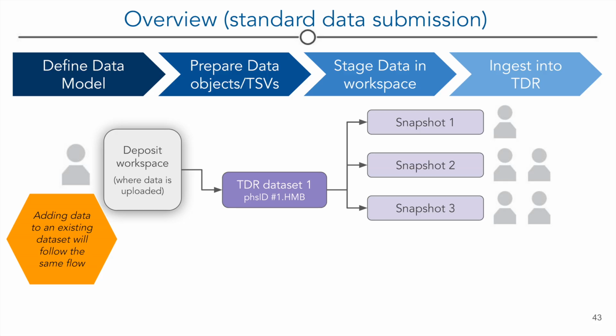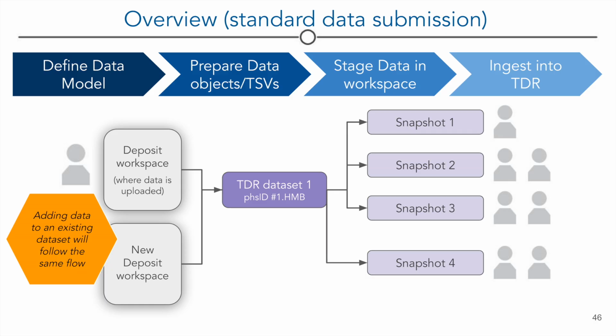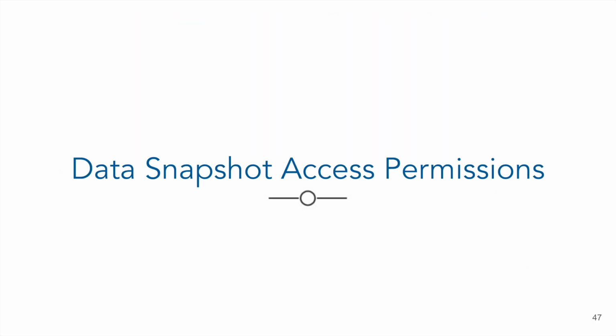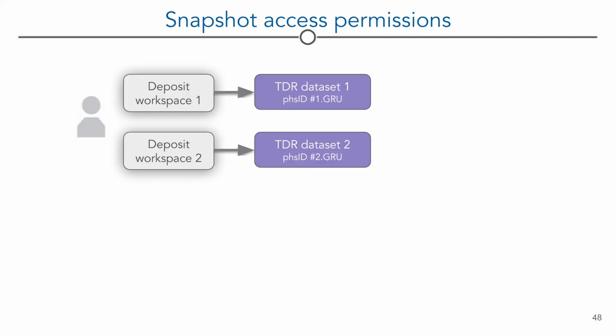Submitting additional data follows the same flow. You'll submit new data to a new deposit workspace. Then ingest the data to an existing dataset and create new snapshots for researchers to analyze. Before we go through data submission and release, let's go over snapshot access permissions. For purposes of permissions, you'll use a different deposit workspace for each FISMA ID.